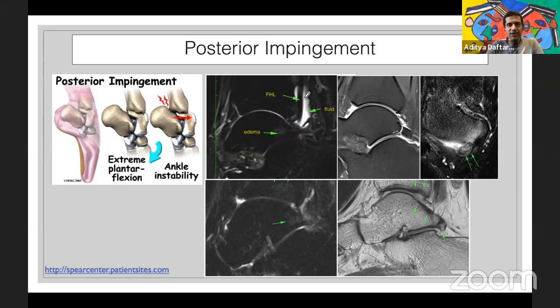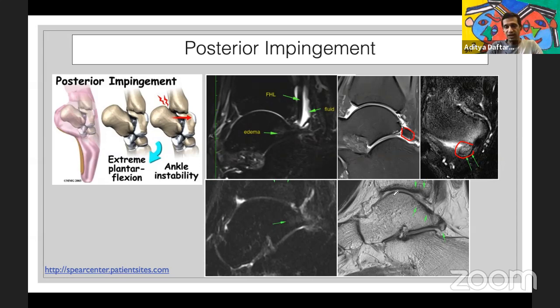The simplest sign of seeing it is fluid along the flexor hallucis longus tendon sheath and edema along the posterior process of the talus. If you see these two things together and a patient has pain with plantar flexion, you can be pretty clear that this is a case of posterior impingement. Sometimes you will see an os trigonum, which is an accessory piece of bone sitting at the back here. This may or may not have bone marrow edema associated with it, which again will tell you that somebody has impingement. The impingement again being either upon the soft tissue or impingement of that bone itself with edema.